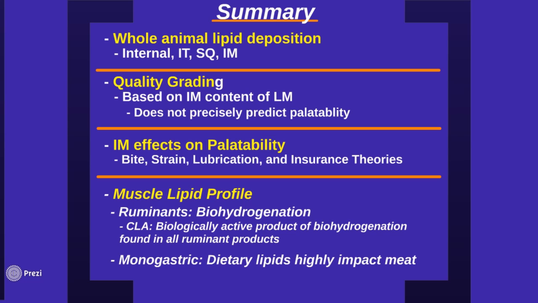Quality grading is a huge factor in beef production. It's based on intramuscular content of the longissimus dorsi muscle at the 12th rib. It does not do a very good job of predicting palatability, but it is something that we've developed, we've bit into, and now we're stuck with more or less, and it is how producers are paid. We also talked about the intramuscular effects on palatability. I'm sure remembering the 4 theories of bite, strain, lubrication, and insurance will all be important. And then we discussed a little bit of that muscle lipid profile with the differences in ruminants versus monogastrics with biohydrogenation and CLA as well.